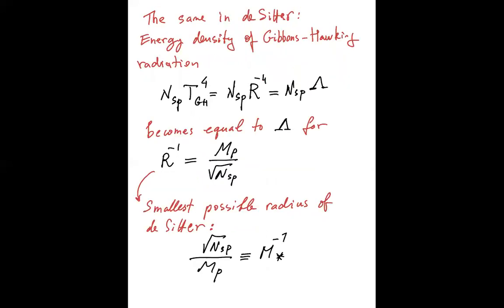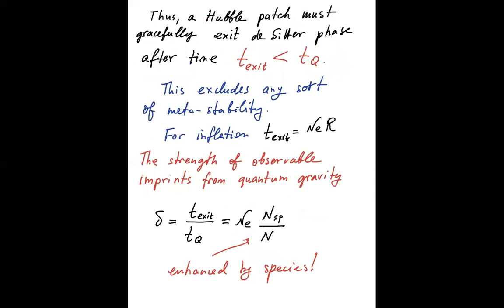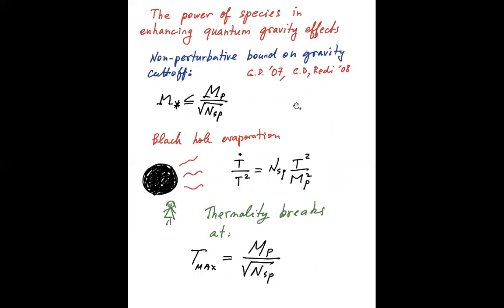So now let me structure the rest of the discussion like this. First, I will discuss why species magnify quantum gravity effects. And then I will discuss entanglement, generation of entanglement, and Page's curve for de Sitter and black holes, and compare them with each other. So from this expression, we see that quantum gravitational imprints, for example coming from inflation, are enhanced by the number of species. And that's a generic property of species, okay?